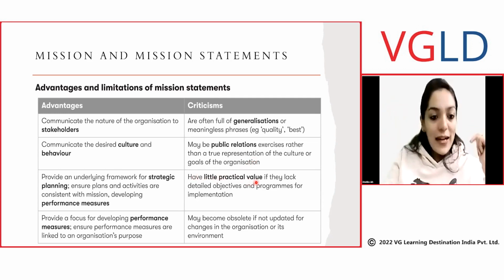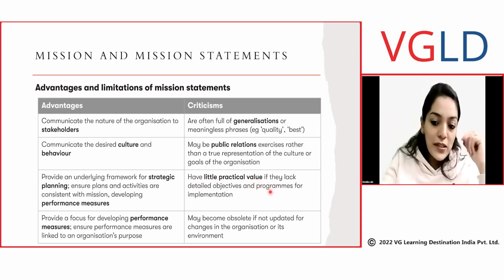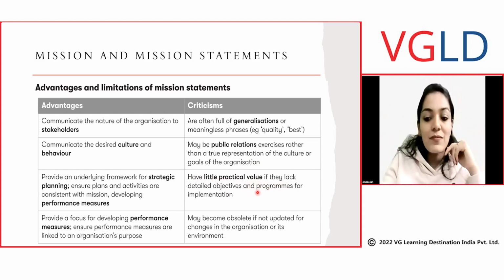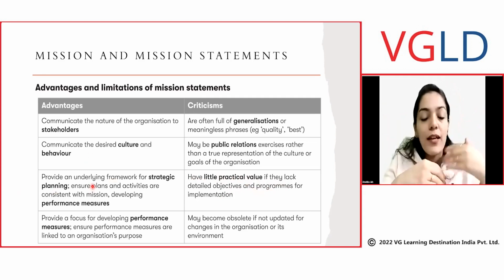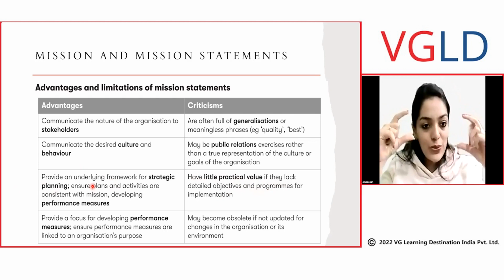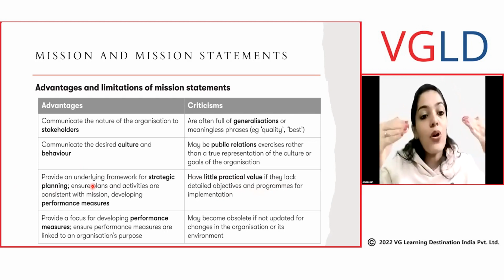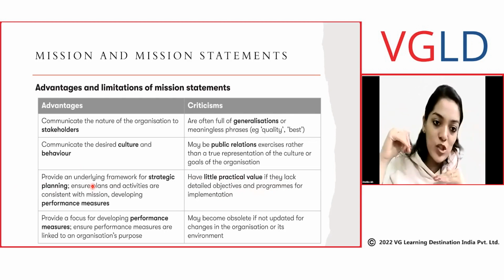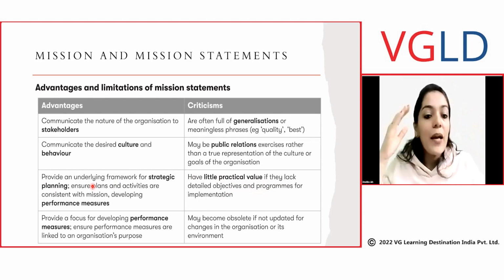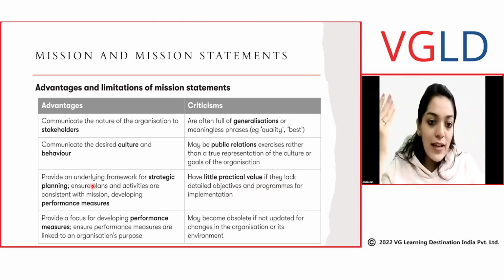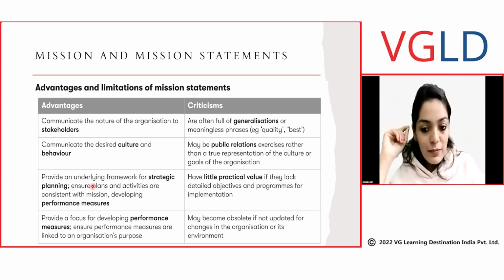Then, they have little practical value if they lack detailed objectives and programs for implementation. If they're not detailed, just general vague statements, you cannot actually prepare your objectives. So one of the points we were studying here was what? If you have a certain mission to achieve, you will draw your objectives at each management hierarchy accordingly, right? But if your mission statement is vague, then obviously your objectives also will be vague, nothing special about them. So they have little practical value.